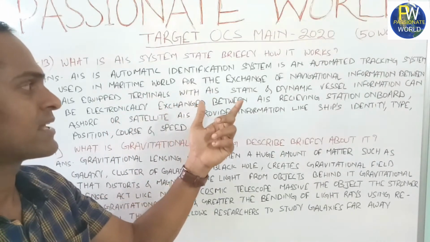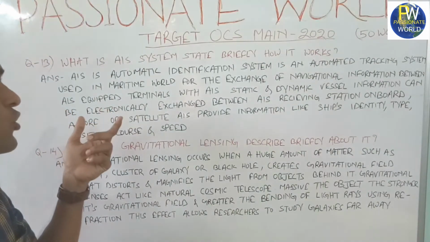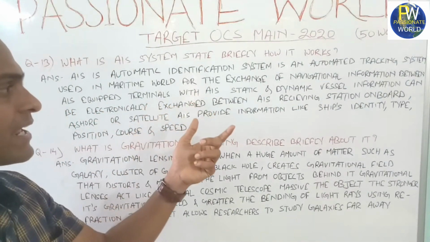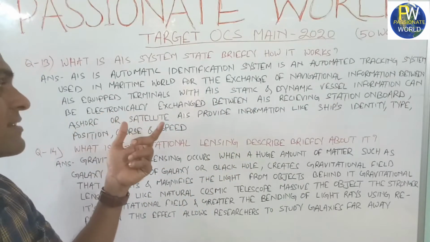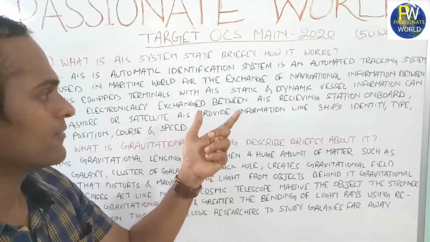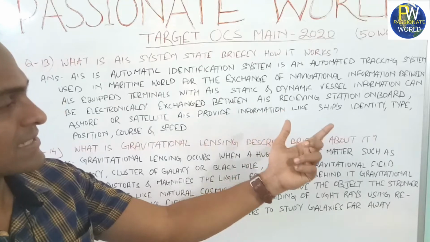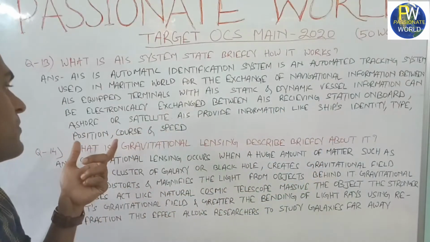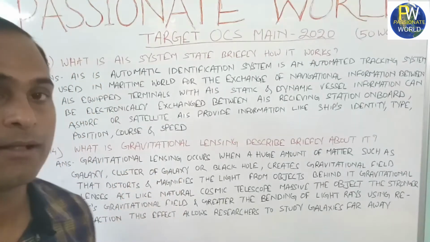With AIS, static and dynamic vessel information can be electronically exchanged between AIS receiving stations on board a ship, on shore, or satellite. AIS provides information like ship's identity, type, position, course and speed.